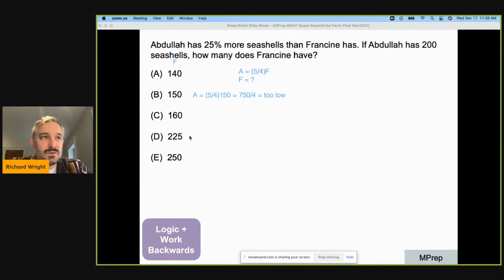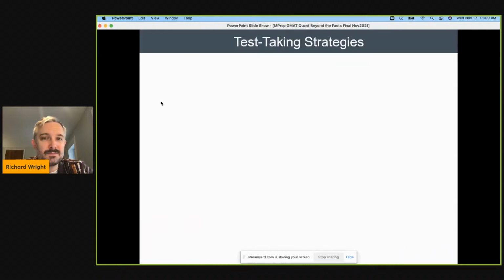And then we would test 225. I'm not going to walk through all of this because we're a little bit short on time. But you would test 225, plug that in, realize that's too high. And because B is too low and D is too high, that would tell you that C is the right answer. So I realized I didn't really teach those steps in a lot of depth. But if you read the Manhattan Prep textbooks, or if you just search around online, you can find a lot of descriptions of how to work backwards. It's a really, really valuable strategy, especially on hard problems.